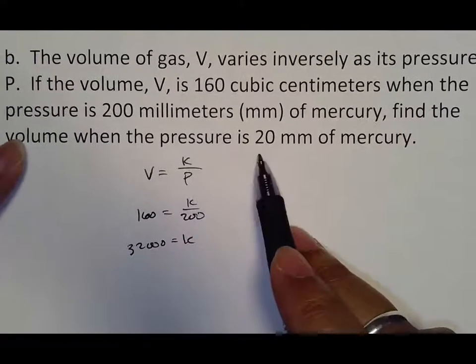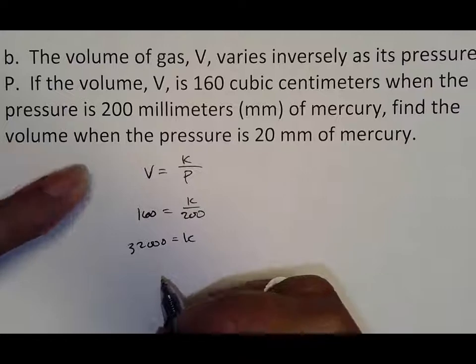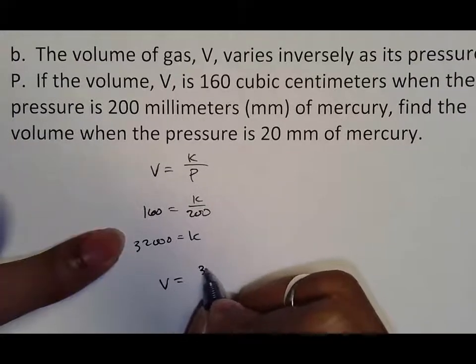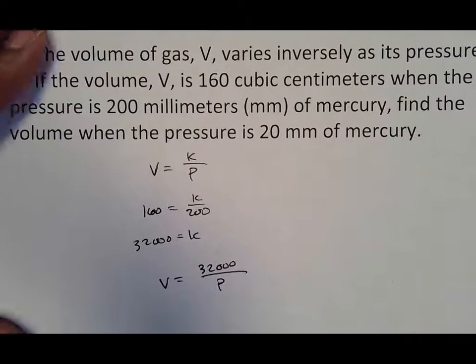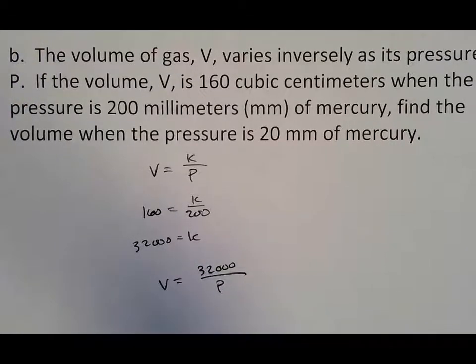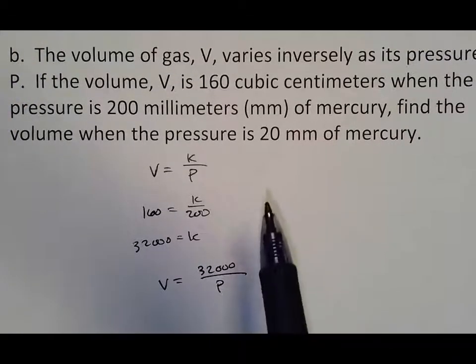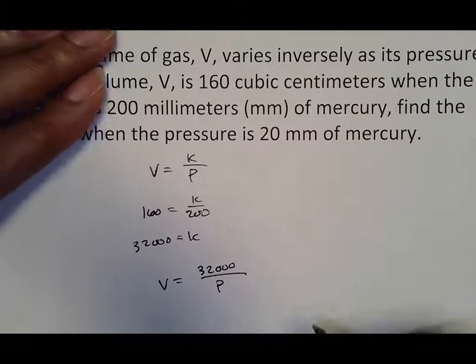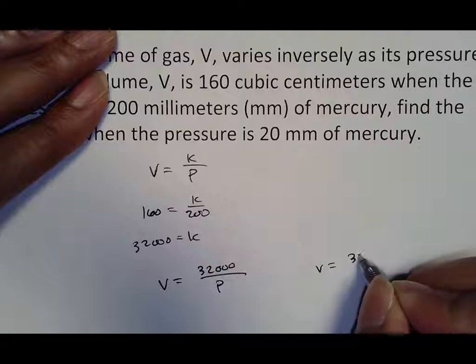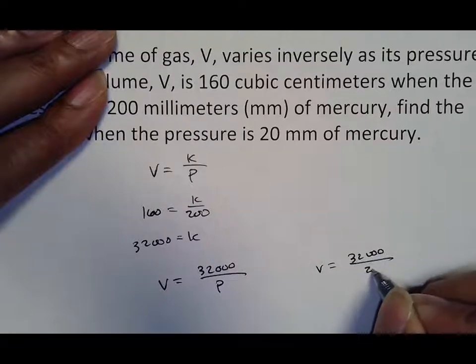Then they want the volume when the pressure is 20. I'm sorry, we need the formula first. So V equals 32,000 over P. So there is our general formula. And again, from there we can use that to answer any question that pops up. So find the volume when the pressure is 20 millimeters. So again, pressure 20 millimeters. So we would put V equals 32,000 over 20.